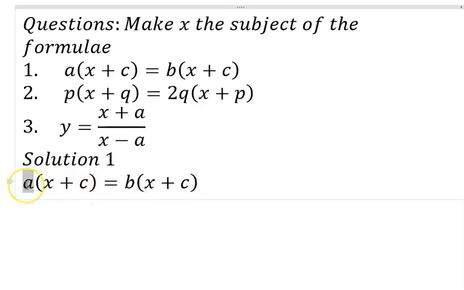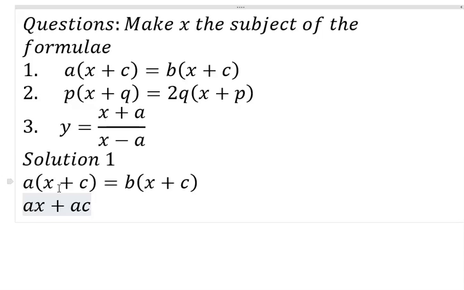So let's try and see how we can open this bracket. Okay, a times x, it will give us what? Ax. Awesome. We have plus here. A times c will give us ac. We are trying to see how we first of all open up this bracket. It is very, very important.